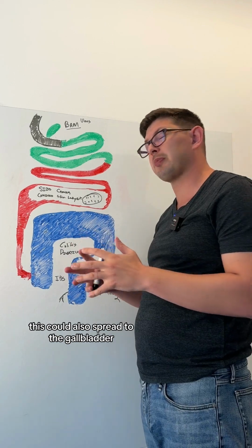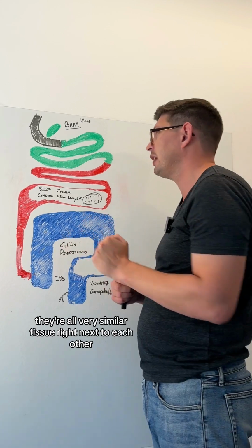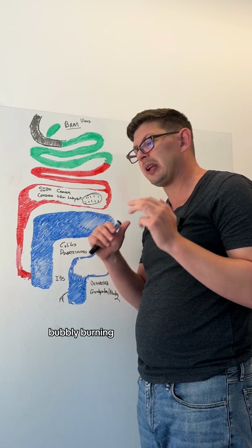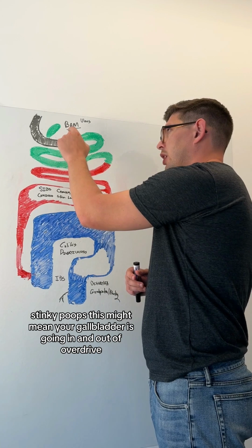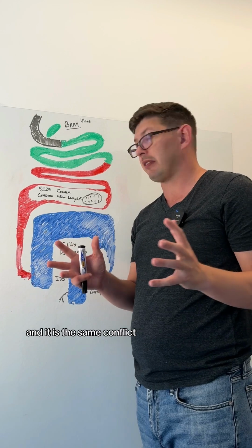This could also spread to the gallbladder. They're all very similar tissue right next to each other. So if you have green, yellow, bubbly, burning, stinky poops, this might mean your gallbladder is going in and out of overdrive, and it is the same conflict.